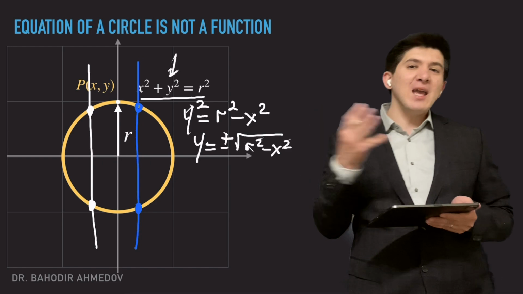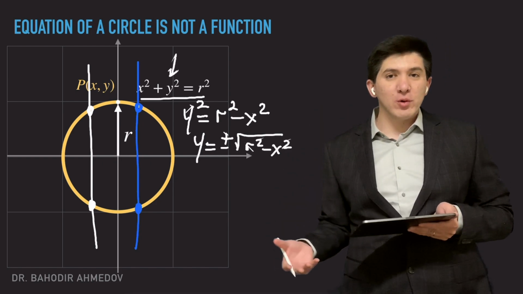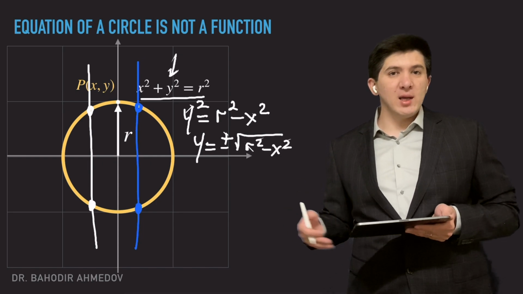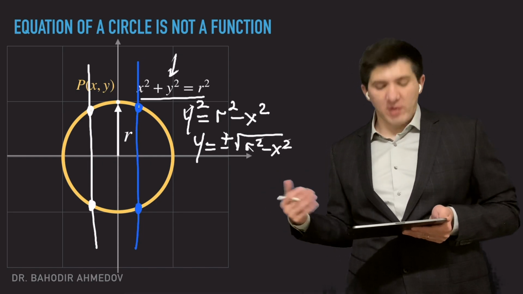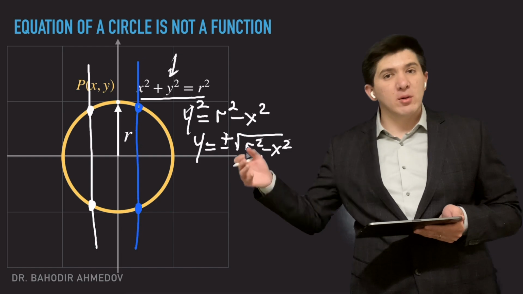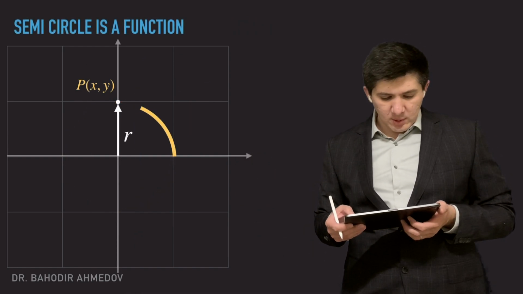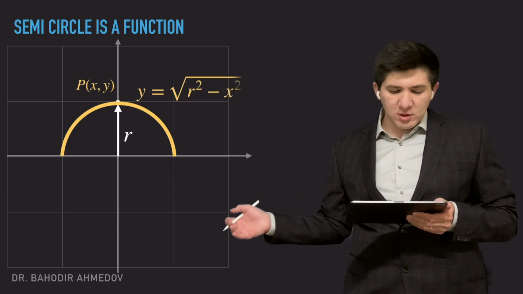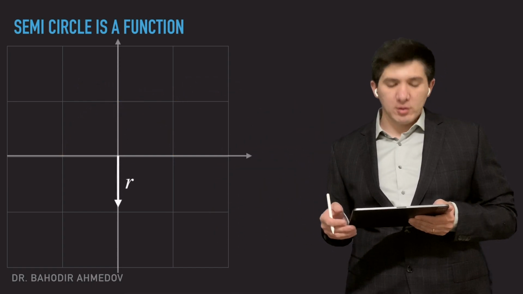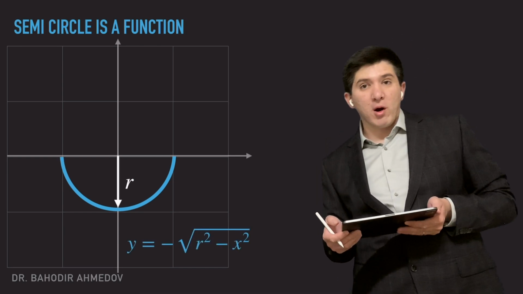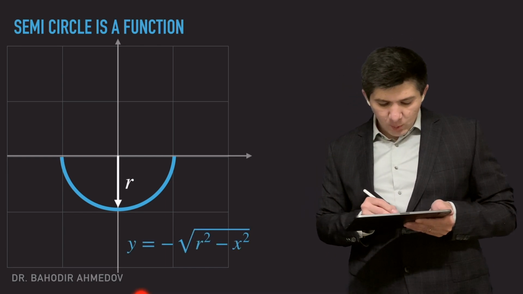So if you just take y to be equal to the plus square root, it's going to be the equation of the upper half of the circle. If you take y to be equal to the minus square root of r squared minus x squared, it's going to be the equation of the lower part. So let me show you what I mean. If you would like to draw the upper half of the circle, it's going to be the square root of r squared minus x squared. If you would like to draw the lower part, you need to take it with the minus here.